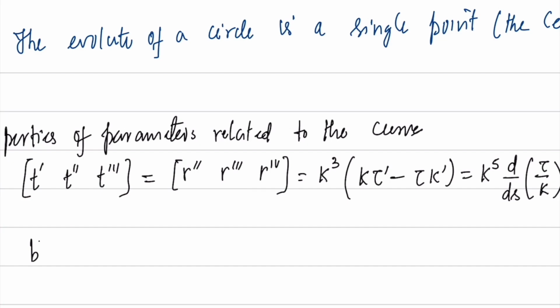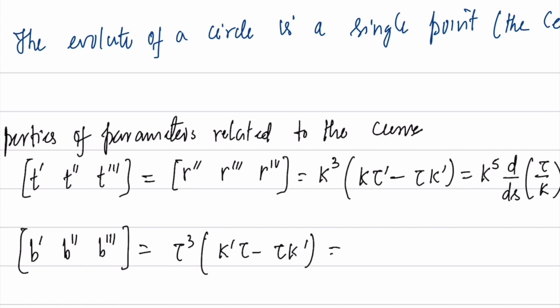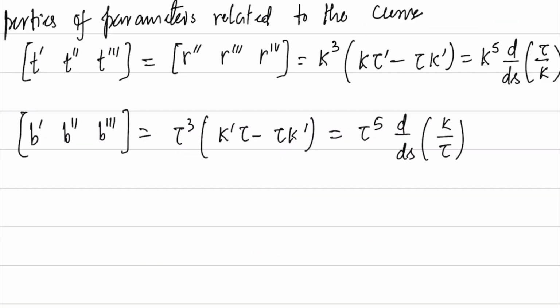Similarly, regarding the binormals, a similar property gives b dash, b double dash, b triple dash. Now each of these b is taken as a function of the arc length. This is equal to tau cube into (kappa dash tau minus tau kappa dash), which is equal to tau power 5 into d by ds of (k by tau). Similarly, we have tau dash dot b dash is equal to minus k tau.